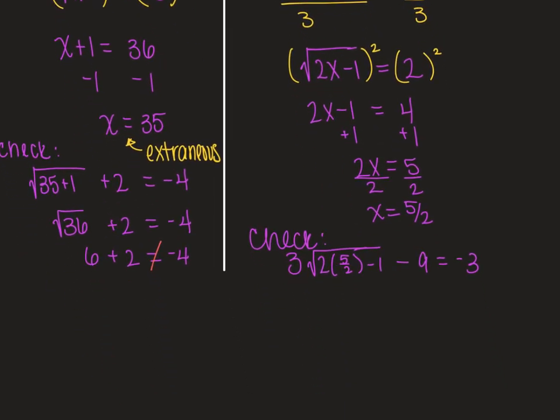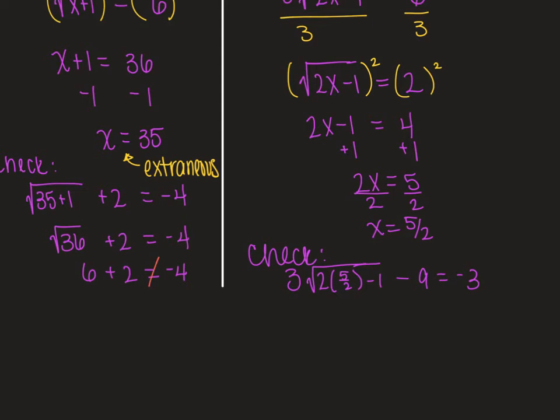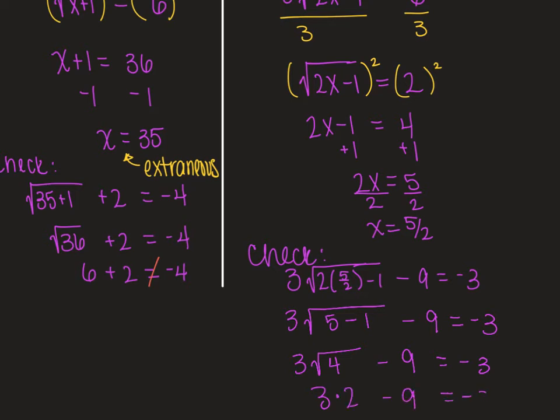We can work from the inside out. Really our radical here is our grouping symbol. So we have the square root of 5 minus 1, and we still have everything else going on here. I'm just working little bits at a time. So this is 3 times the square root of 4 minus 9, equals negative 3. So it's really 3 times 2 minus 9 equals negative 3.